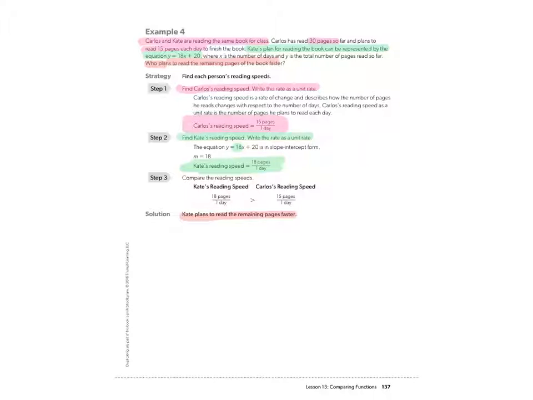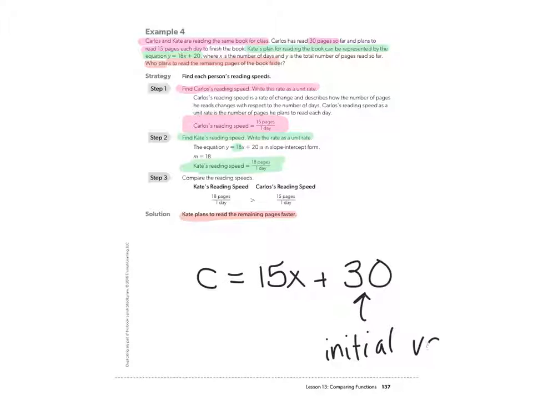If I did need to write an equation for Carlos, Carlos would equal 15 pages a day, so 15x, plus 30, right? His initial value is 30. He's already 30 pages in. And then we had, for Kate, her initial value was 20. She was 20 pages in. So Kate's reading faster, starting at 20 pages. Carlos is reading slower, but starting at 30 pages.